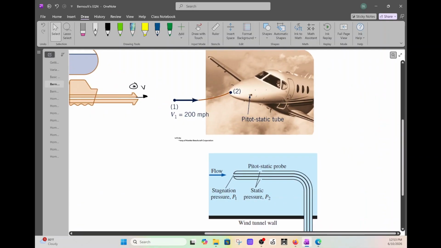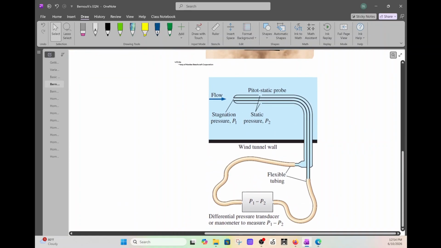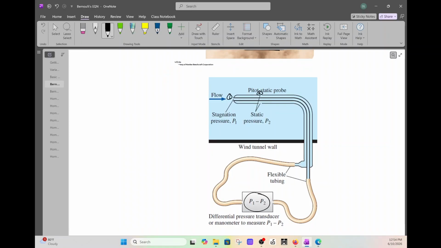Over here, usually airplanes have what they call a pitot-static tube, and we can use Bernoulli's between this point and this point. We can find a delta P, and we can use Bernoulli's equation to figure out the velocity that the airplane is moving at. Okay.